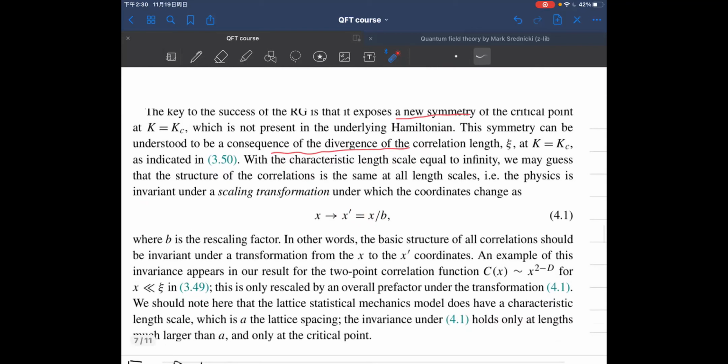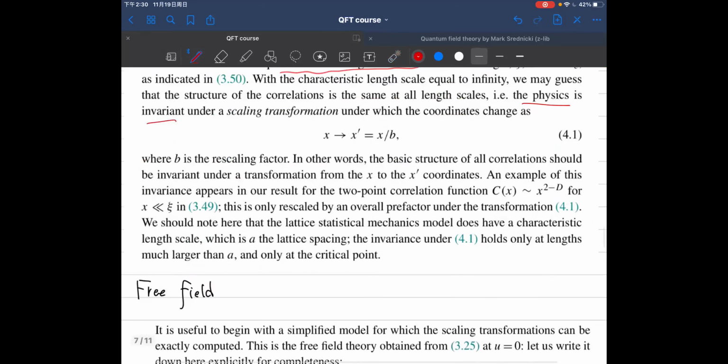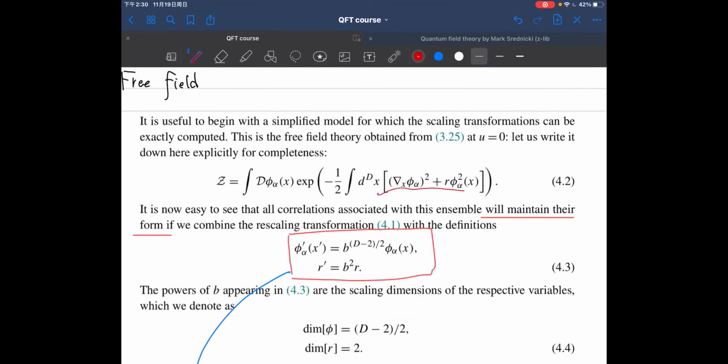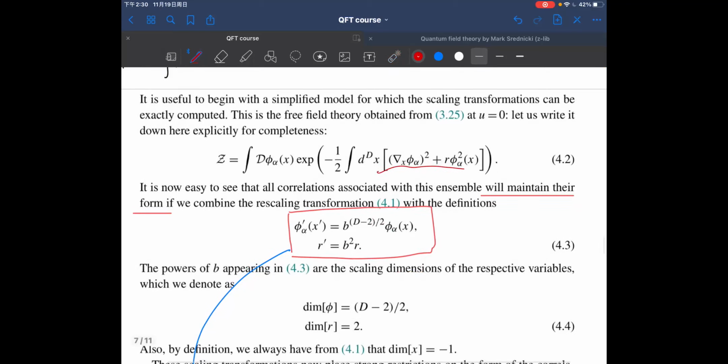Okay, good. So what we need to keep in mind is that the physics is invariant. We just study the free field, and we require that the physics remains in the same form under the scaling transformation. Then we get the transformation of the field. It's quite easy. Just get it.